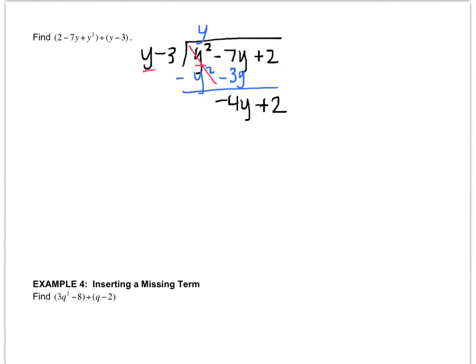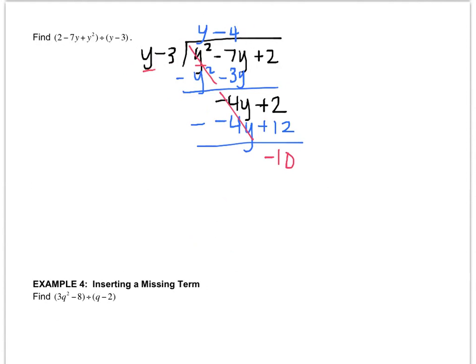So you do it all over again. y times what is negative 4? Well, y times minus 4. So now you multiply. Negative 4 times y is negative 4y. Negative 4 times negative 3 is plus 12. Subtract, and be careful when you subtract. These cancel. 2 minus 12 is negative 10.